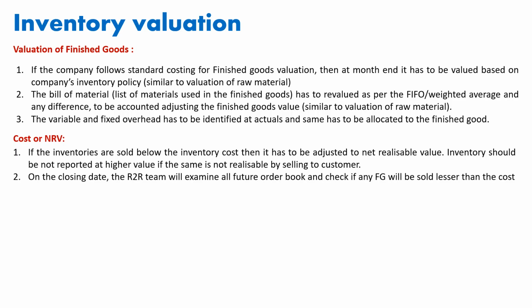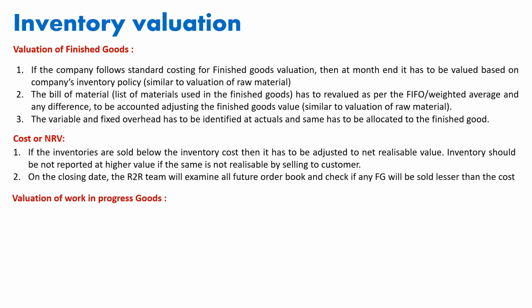On the closing date, the R2R team will examine all future order book and check if any FG will be sold lesser than the cost. If such situation is identified, then the R2R team has to ensure that the inventories are downgraded and the value is as per the sales agreement, not the value as per the cost of production.